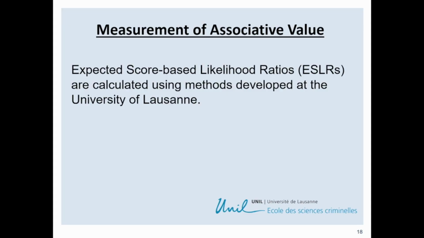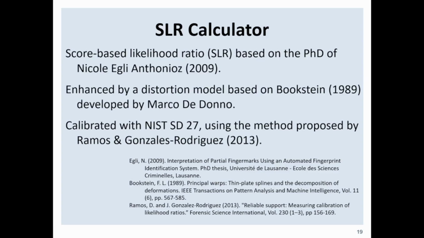Our measurement of associative value used a method that we've published on before. It's based on expected score-based likelihood ratios. The score-based likelihood ratio that we use is based on PhD work at the University of Lausanne. It's been modified by a distortion model that I'll talk about, and then it's been calibrated within this database. So the method is by no means one that is universally accepted, but it's one that's well understood and has been around for quite a while.